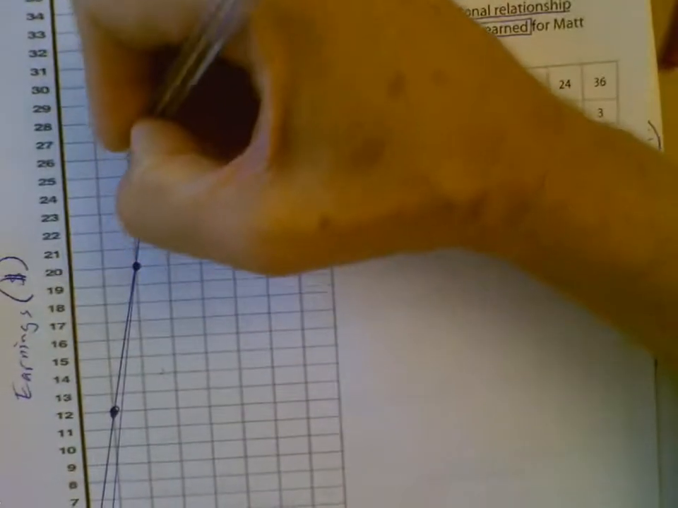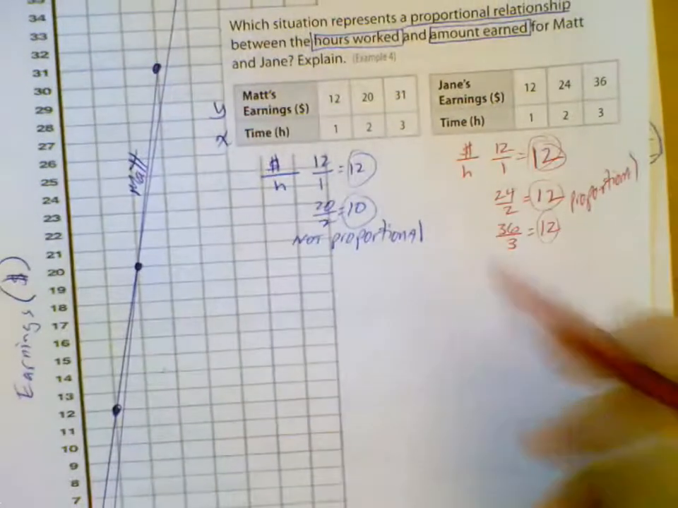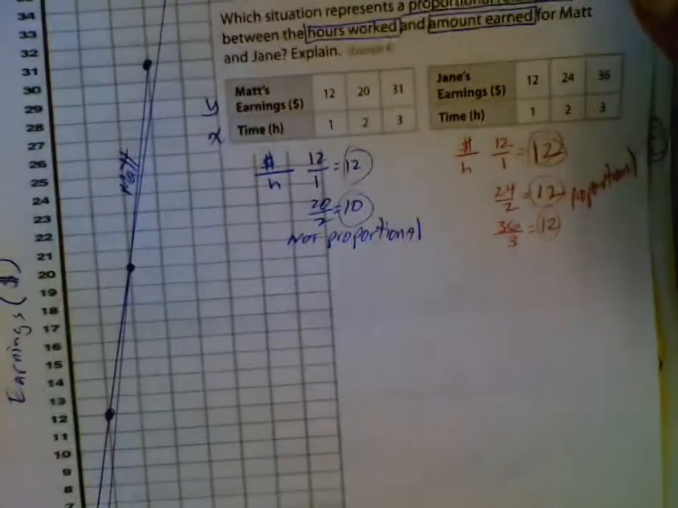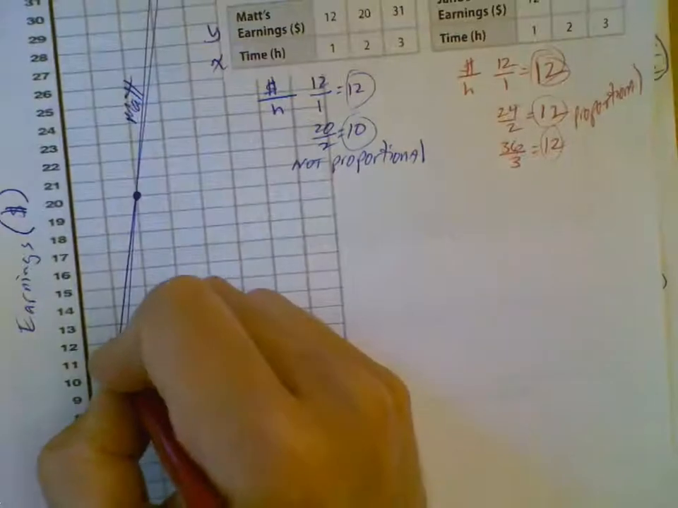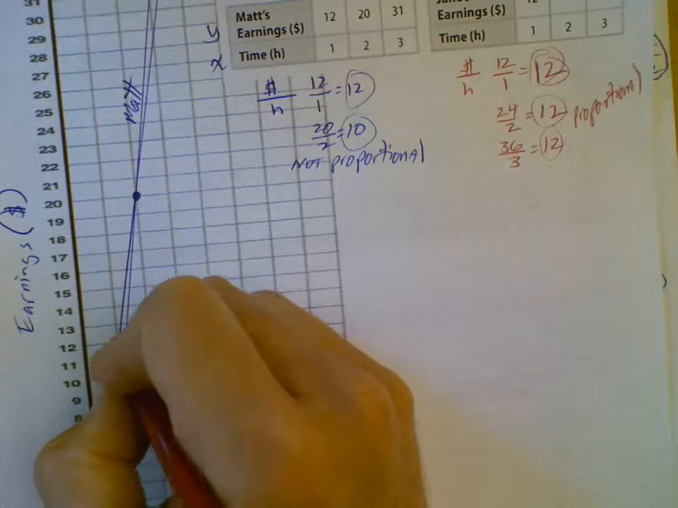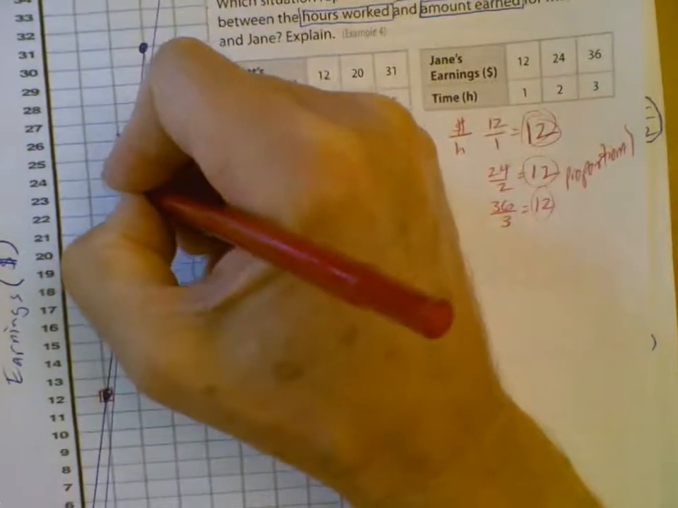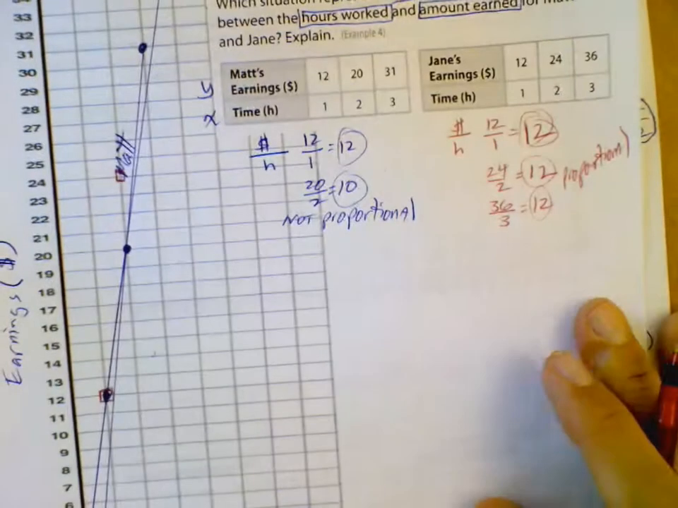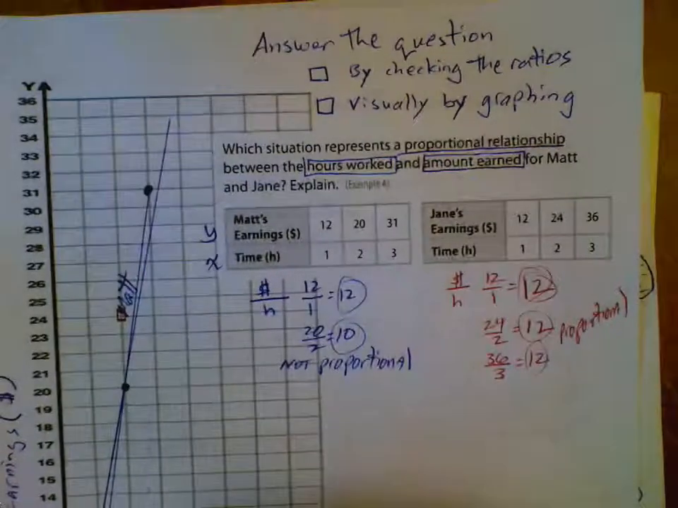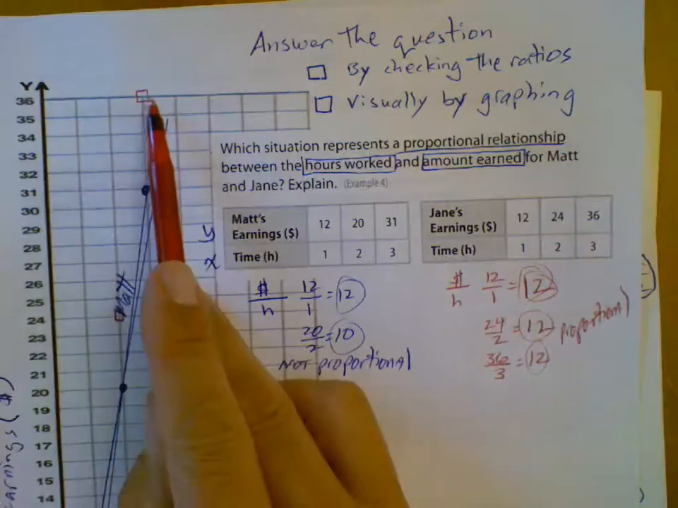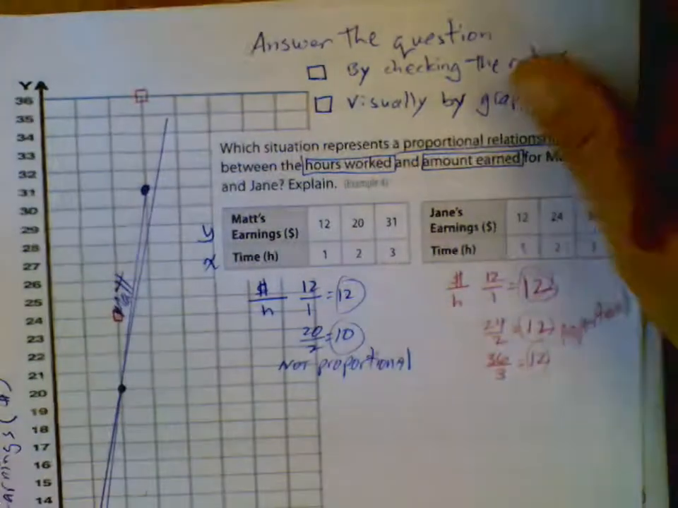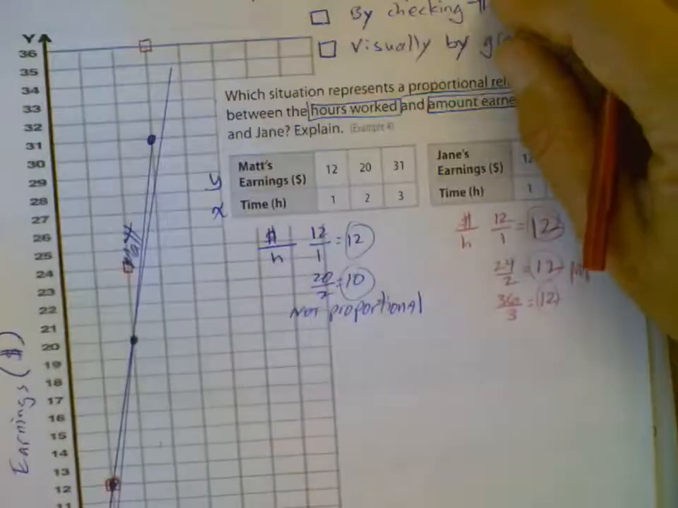So Matt's in blue. And then let's do Jane in red. We'll put little red squares for Jane. So Jane is 1, 12. So they share this one point in common. And then 2, 24, and 3, 36, all the way up here. It's the third line over. 1, 2, 3, 36. Now I'll do the same thing here, and I'll connect these.